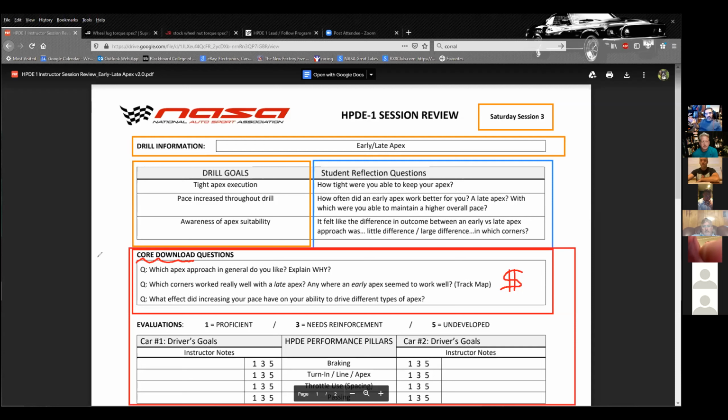All 6 of these documents are going to have core download questions smack in the middle of page 1. There's only going to be about 2 or 3 questions here. You're only going to have just a couple here, right? These are the ones that you want to get really, really good at asking.